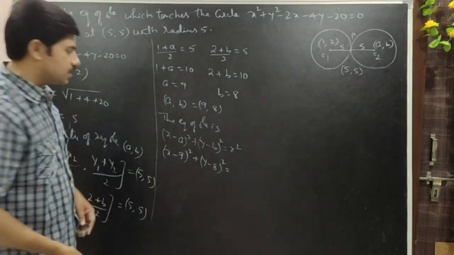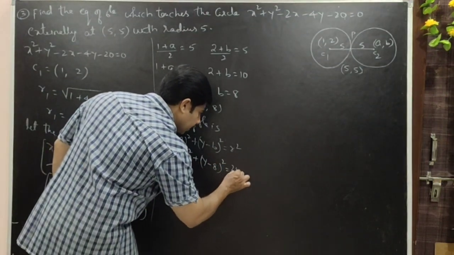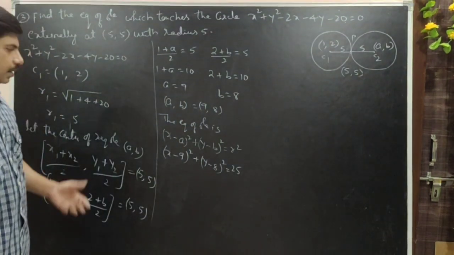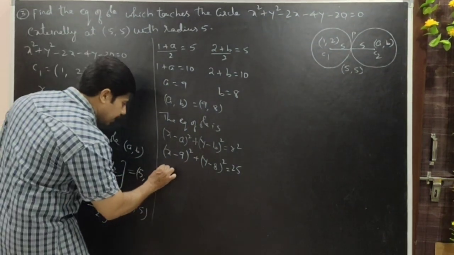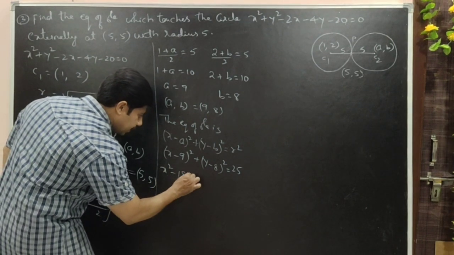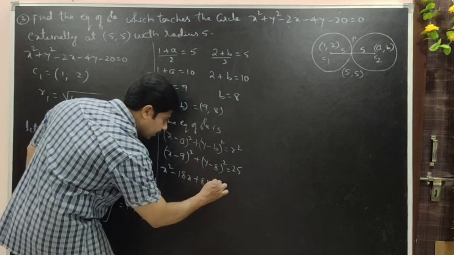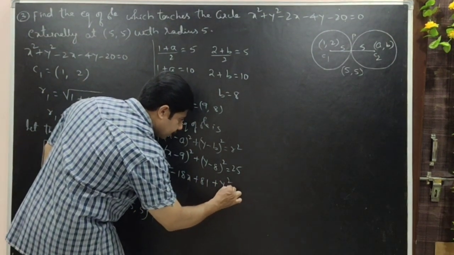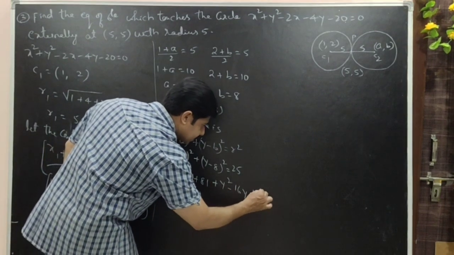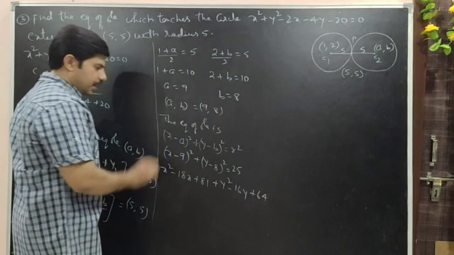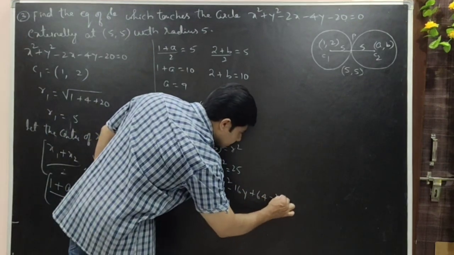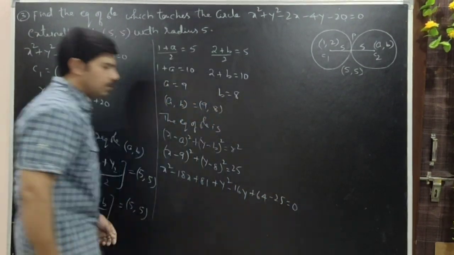Radius of second circle is 5. So what is 5 square? It is 25. Now I expand this. It is x square minus 18x plus 81 plus y square minus 16y plus 64. Okay, I expanded this, is equal to 25. I write as minus 25 is equal to 0.